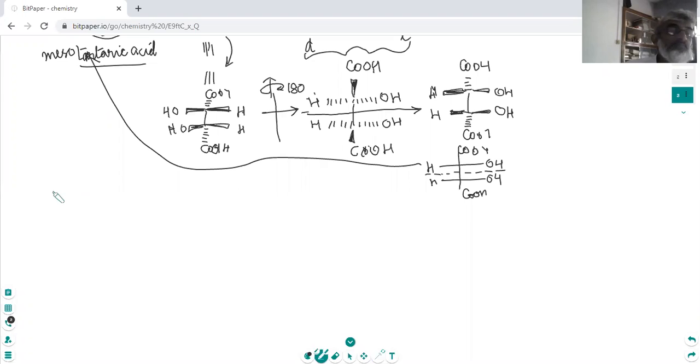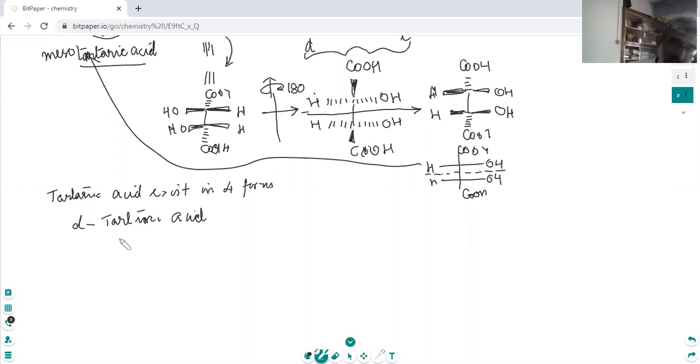Tartaric acid exists in 4 forms. D-tartaric acid, then L-tartaric acid, then an equal mixture of D-L-tartaric acid, and meso-tartaric acid.